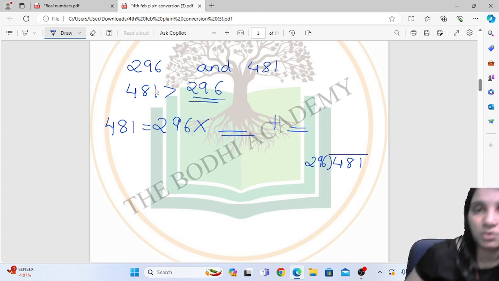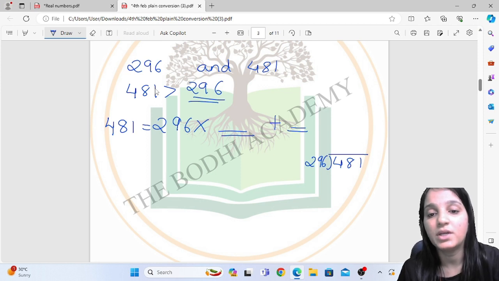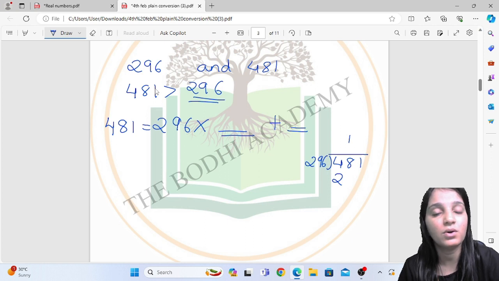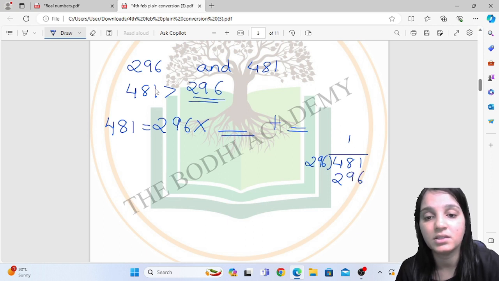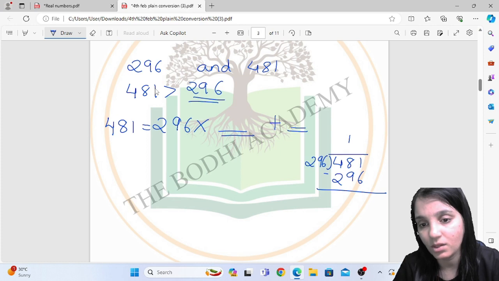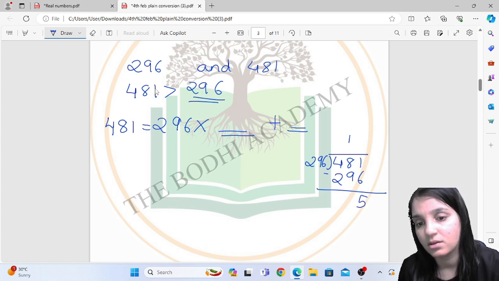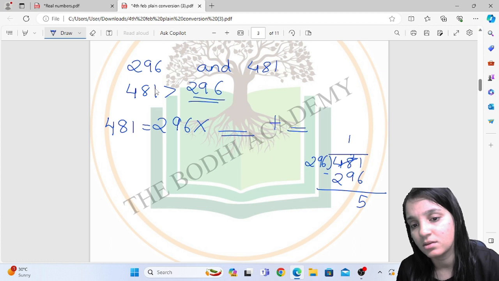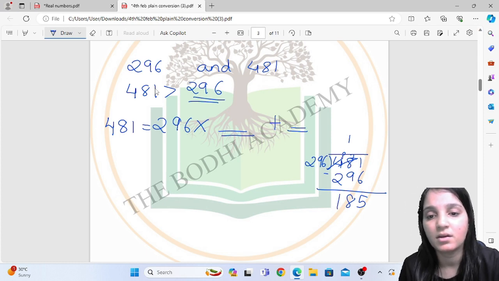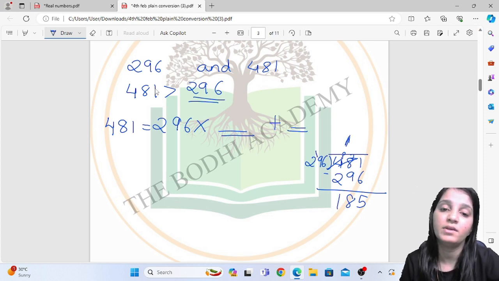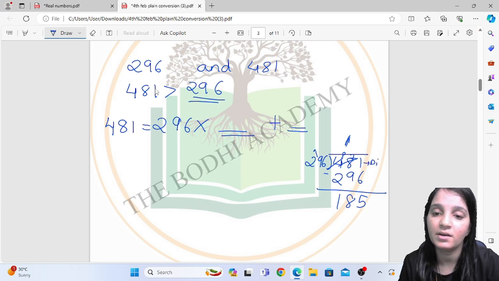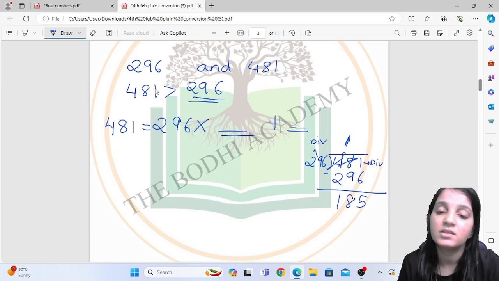How do we do it? Same thing. 296 ones are 296, because 296 into 2 will go beyond 500. 5 becomes 7, from 8, we get 185. Now here, always you have the dividend. This is your dividend, this is the divisor, this is the quotient, and this is the remainder.